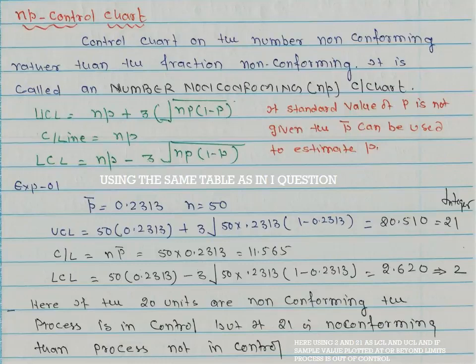That means if we compare the P and NP charts, the only difference between them is that in the P chart, whatever defectives come in the samples, first we have to find out the fraction. That means the number of defectives divided by the number of products taken in a particular sample. Whereas in this case we are not calculating the fractions, and the remaining part is identical in both the charts.